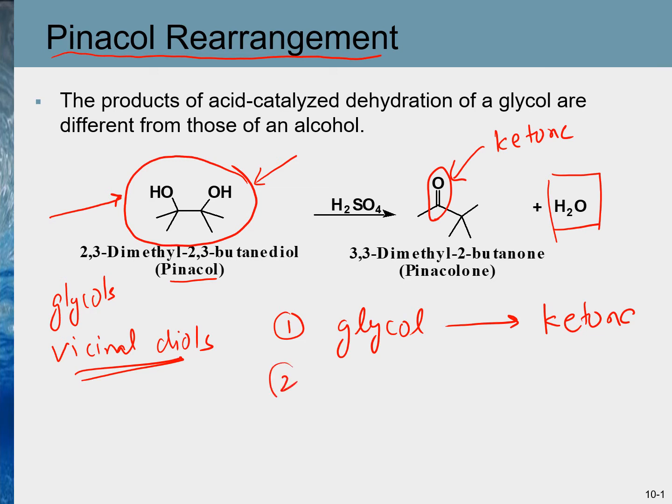The second key feature is that there will be a migration of a methyl group from one carbon atom to another. So for example, in this case, the methyl group highlighted in yellow will be transferred to the neighboring carbon atom. So that is another key feature, that there will be a migration of a methyl group.